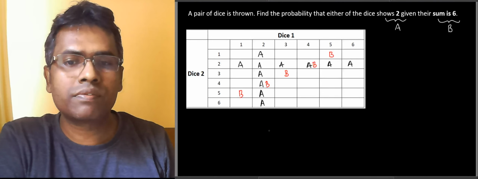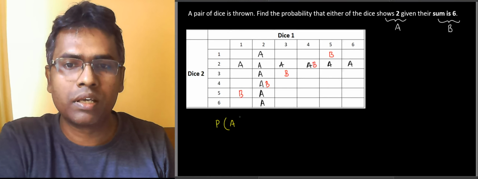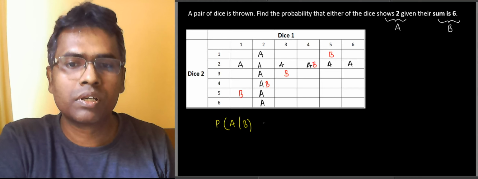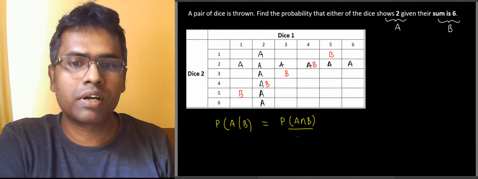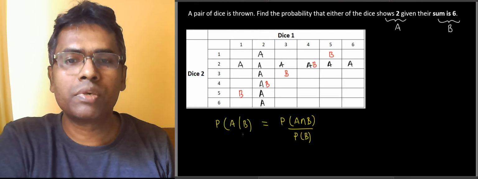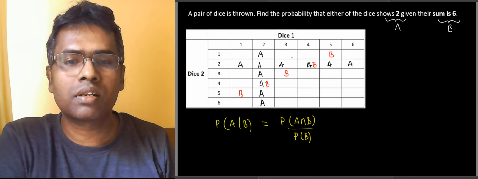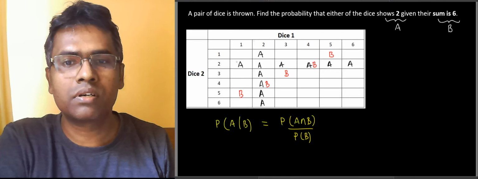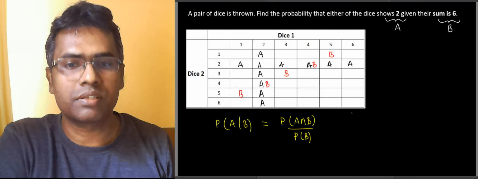Now we are asked to find the probability of A given B, which is probability of A intersection B divided by probability of B. Now what is probability of A intersection B? So if I look at, let's say each cell corresponds to an elementary event. So there are 6 by 6, 36 elementary events. So the number of elements in the sample space is 36.